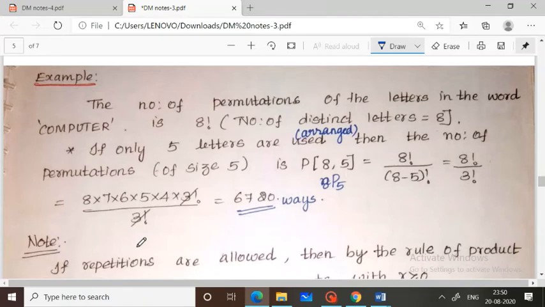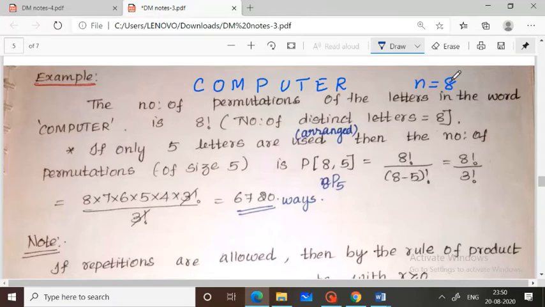Now listen here. Here is another example: the number of permutations of the letters in the word COMPUTER. In the word computer, how many letters are there? C-O-M-P-U-T-E-R. That means n is equal to 8. The letters are distinct. All the letters are distinct.